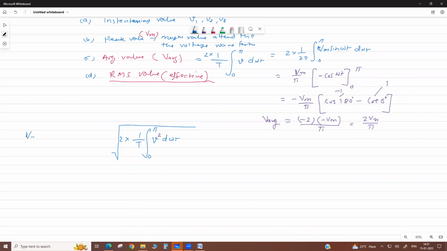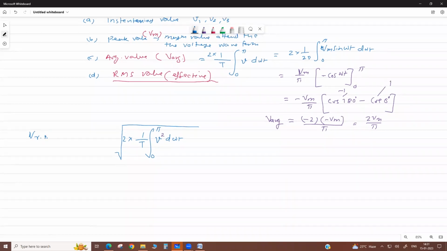Suppose the RMS value of AC is this. Very simple. Square means here we put Vm square sine square omega t d omega t, from 0 to pi, 1 by 2 pi into 2, and root of this.